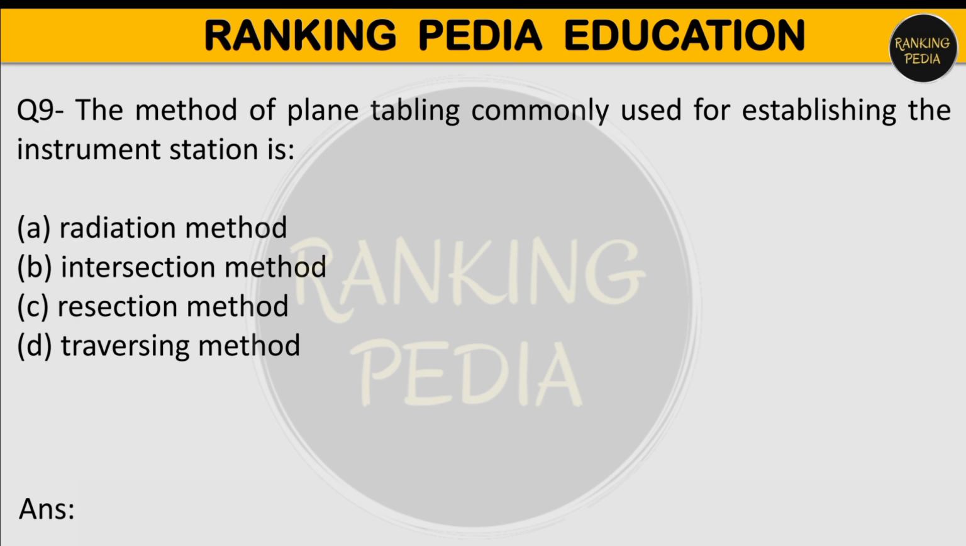Option A is your radiation method. Option B is your intersection method. Option C is your resection method, and option D is your traversing method. So which is the correct? That is your resection method. The method of plane tabling commonly used for establishing the instrument station is your resection method.